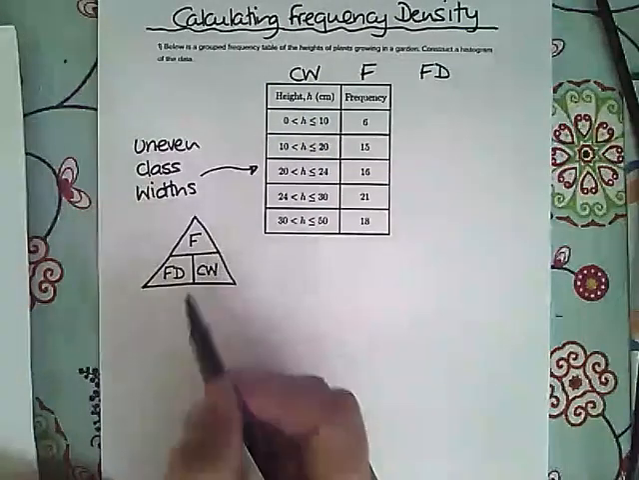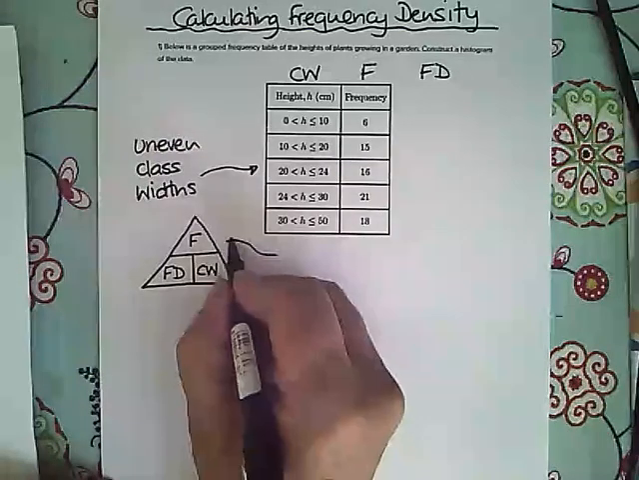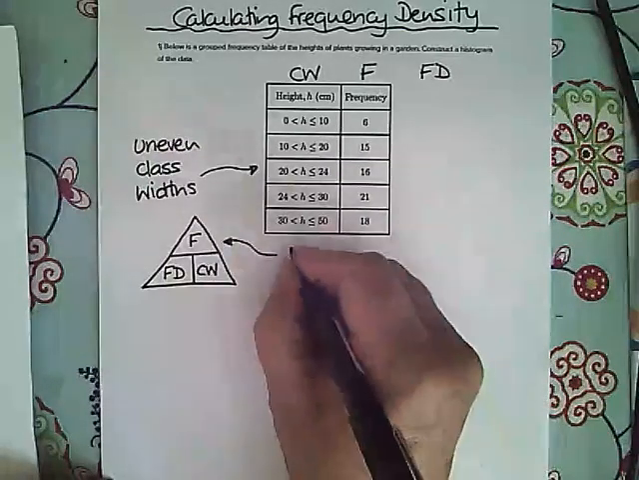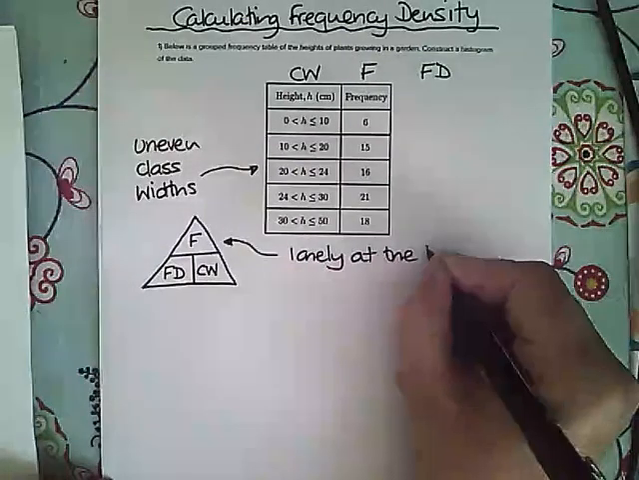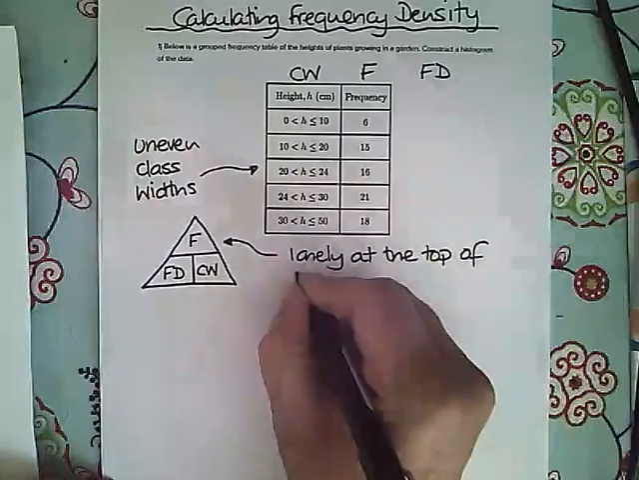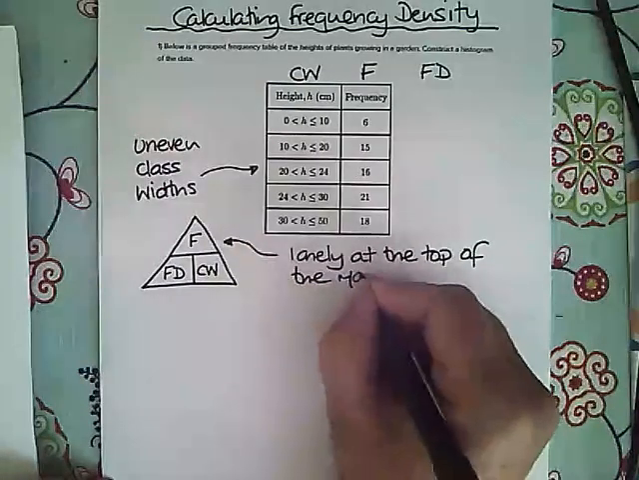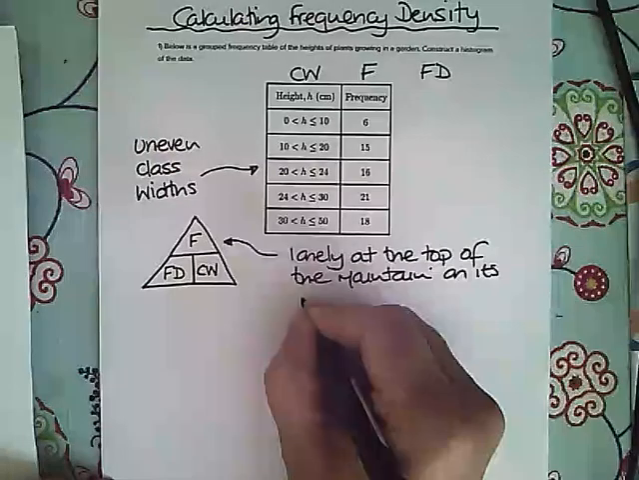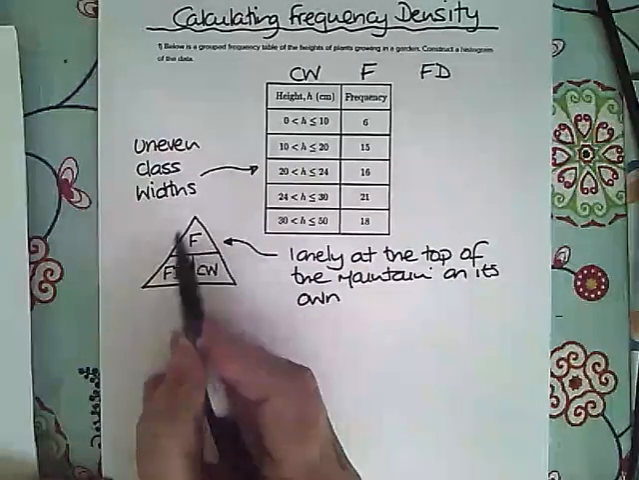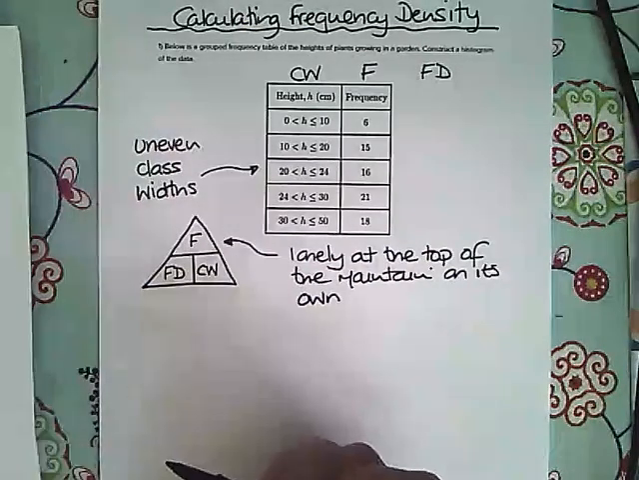Now the way to remember this triangle is the F, which is on the top, is lonely at the top of the mountain on its own, because it's the only single letter and it's on its own at the top of this triangular mountain.